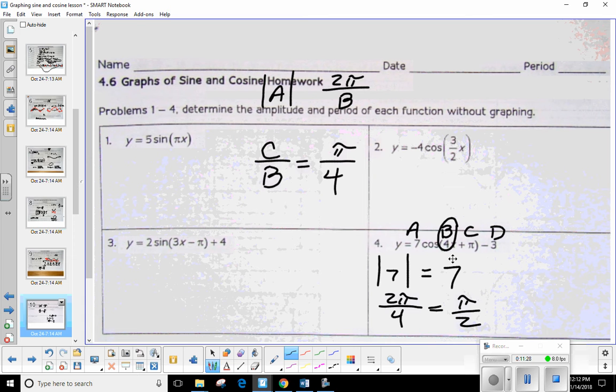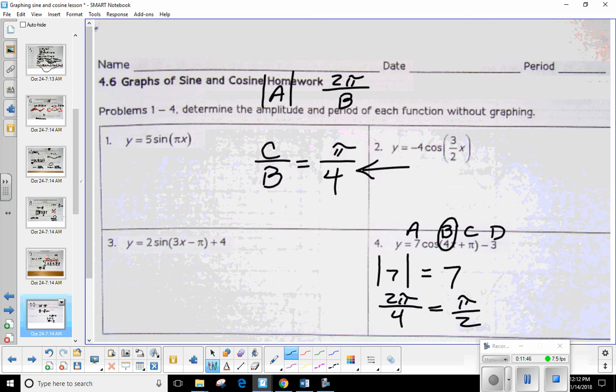Okay, why to the left? It says plus. There you go. Remember, when you add or subtract, you take the opposite. Okay, so this would be pi over 4 left. And that's one thing you'll want to do. You'll want to go ahead and give me an arrow showing me the direction, or just actually write right or left.